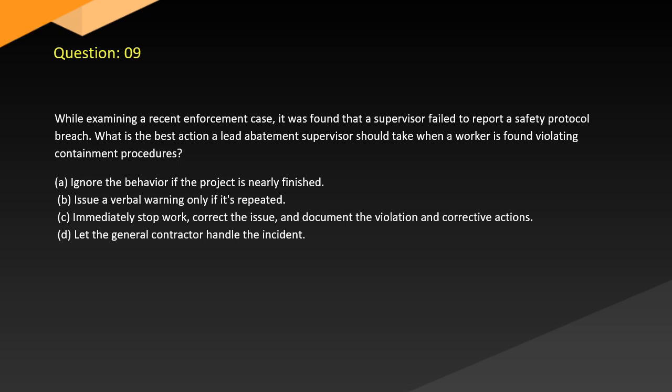Question 9. While examining a recent enforcement case, it was found that a supervisor failed to report a safety protocol breach. What is the best action a lead abatement supervisor should take when a worker is found violating containment procedures? A. Ignore the behavior if the project is nearly finished. B. Issue a verbal warning only if it's repeated. C. Immediately stop work, correct the issue, and document the violation and corrective actions. D. Let the general contractor handle the incident.